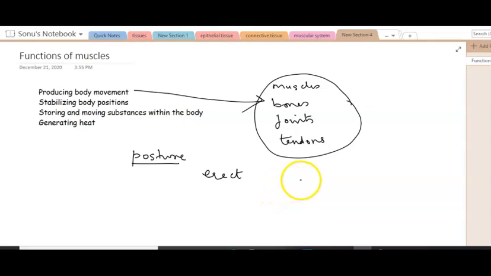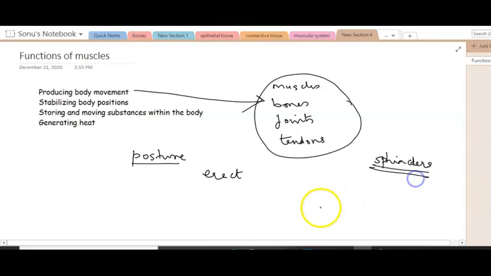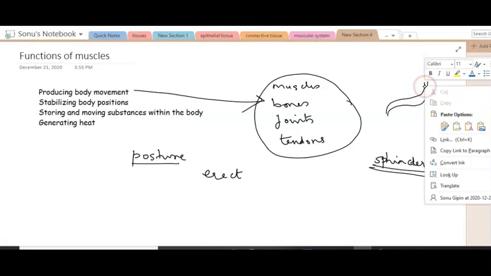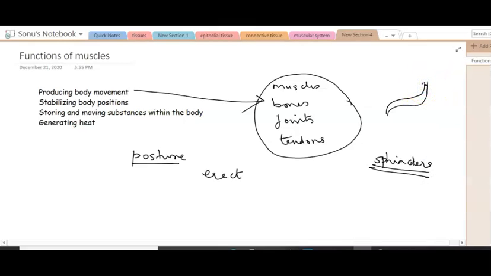Then storing and moving substances within the body. So this is accomplished by sustained contractions of ring-like or band-like structures, that is also smooth muscles, called sphincters. So we have heard of this word sphincter. For example, stomach. In the stomach, the portion where the esophagus starts, there is a sphincter called the cardiac sphincter. And one sphincter between the duodenum and the stomach is called the pyloric sphincter.